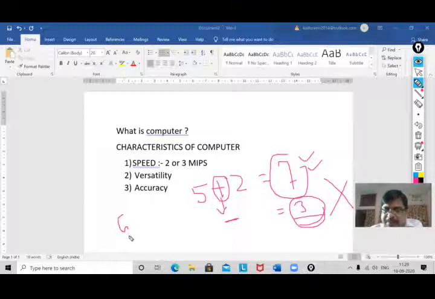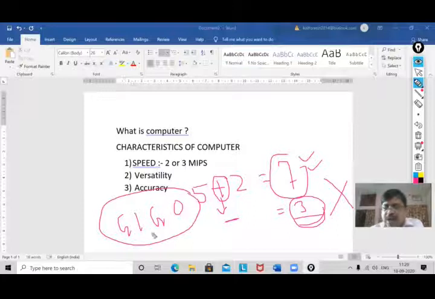You might have heard about GIGO. What is GIGO? Garbage in, garbage out. It means if wrong information is given to the computer, you will get wrong output. Wrong input, wrong output. Correct input, correct output. You must think about this. So whenever you are feeding your data to the computer, you must be careful, because the computer never gives wrong output. Clear?